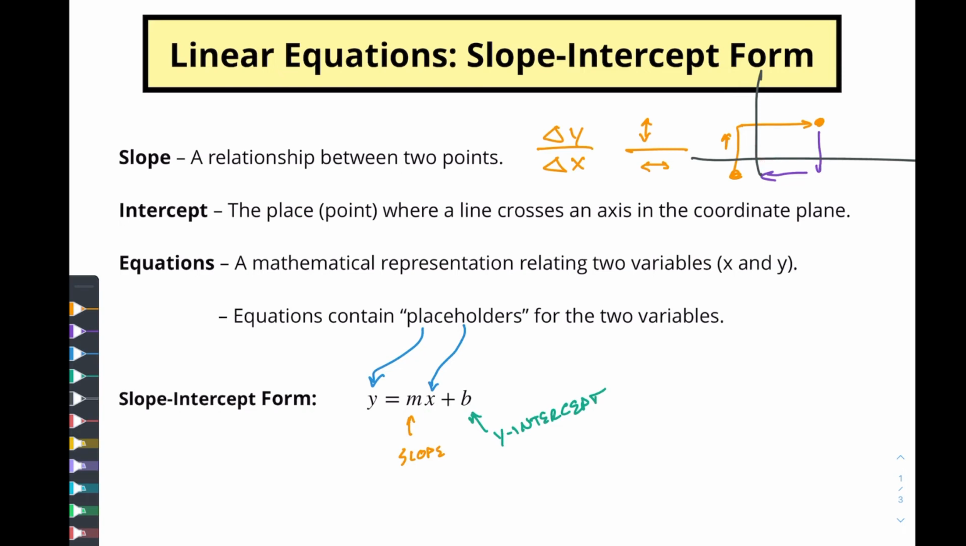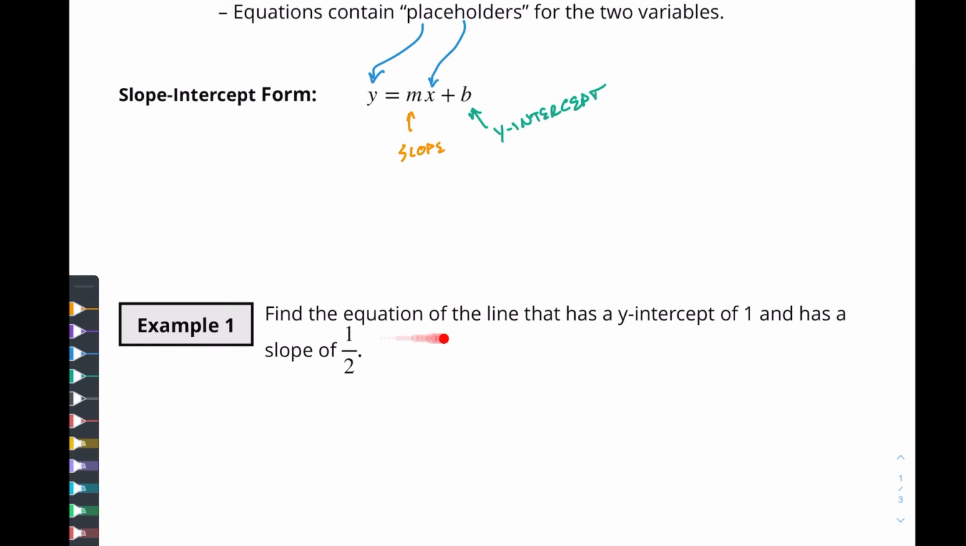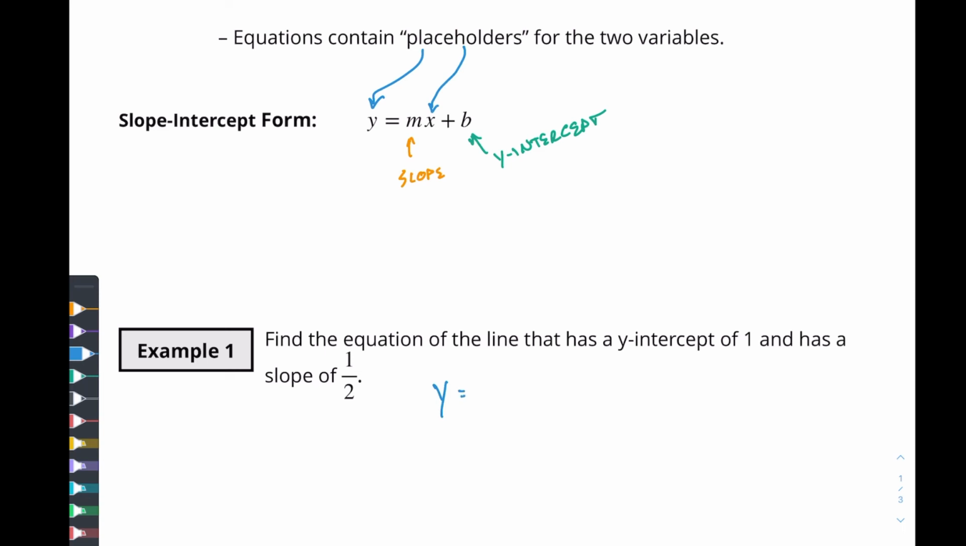So let's take a look at a pretty straightforward example and see how this plays out. So here we've got the question: find the equation of a line that has a y-intercept of 1 and a slope of 1/2. Now this is pretty straightforward. This is actually quite elementary for you. All you're doing is dropping the numbers into the equation. So it's barely even worth the time that you're watching right now. We have y as a placeholder equals 1/2, which is our slope, times x, which is our other placeholder, and then the y-intercept of 1, so plus 1. And really, that's it. It's really straightforward.